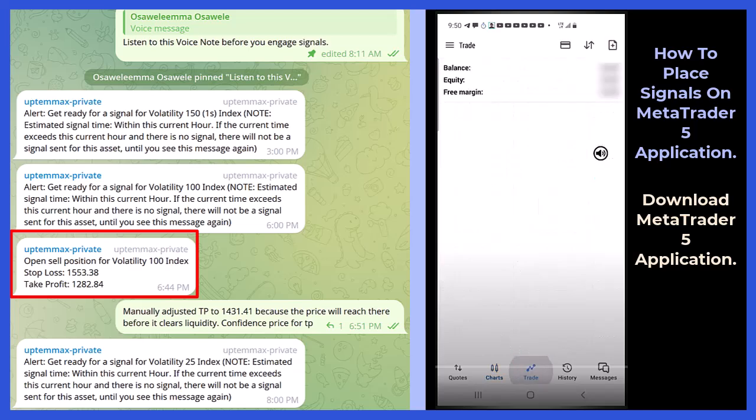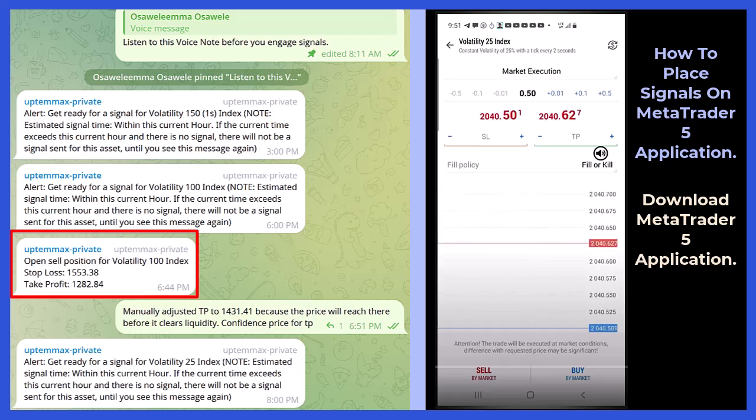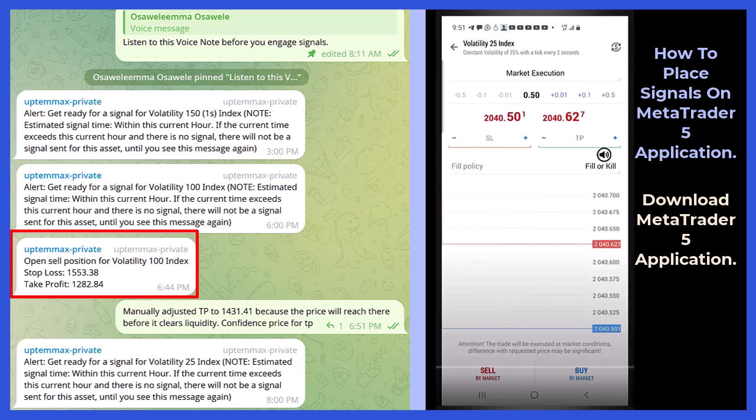Now to take the signal, click on trade and then click on the plus, the symbol that has a plus at the center, at the top right corner of your screen. The 0.50 you are seeing there is the minimum lot size for Volatility 25 as at the time this video was done, because this is an old video. That particular section is where you would insert your lot size.